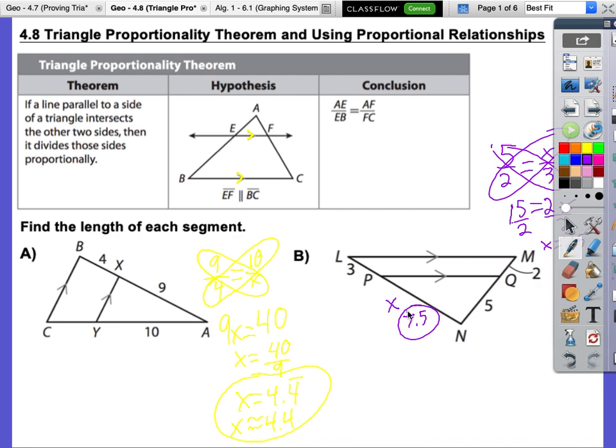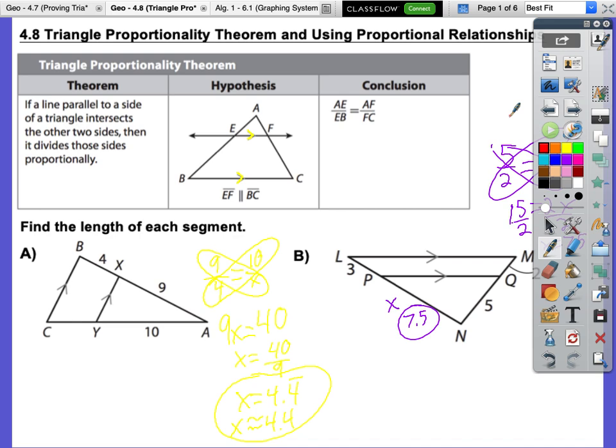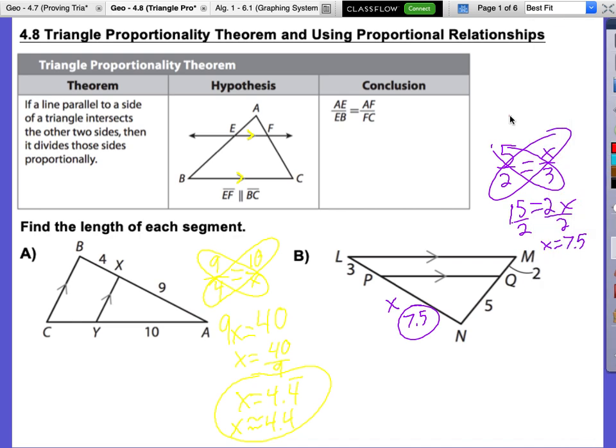Okay. Aubrey had a good question. Hey, Mr. Gossel, does it matter how I set it up? She set it up 5 over 2 is equal to x over 3. What if we had set it up as 2 over 5 is equal to 3 over x? Well, let's try it. Cross multiply. Look, 2x is equal to 15. Are we going to get the same thing? It's the same thing.